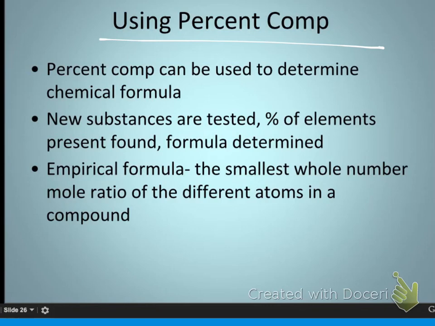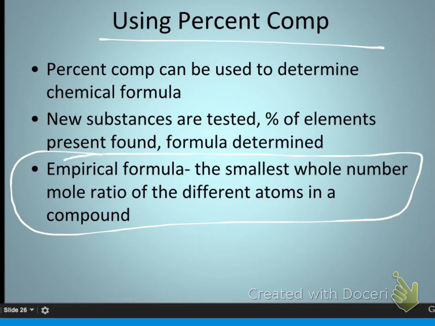Now, to do these problems in the direction that they're actually done in the real world, you don't get the formula and figure out what percentage they are. So that's really great for understanding what percent comp is. But in the real world, what you get is just the percent comp, and what you have to find is what's called the empirical formula. So the empirical formula is the smallest whole number ratio of the atoms in a compound. Obviously, empirical formulas are only used for molecular or ionic compounds.